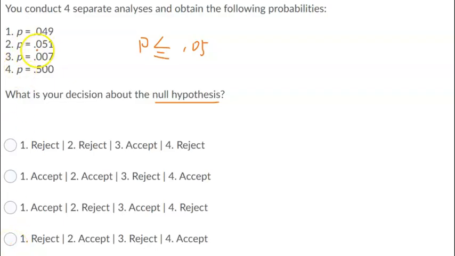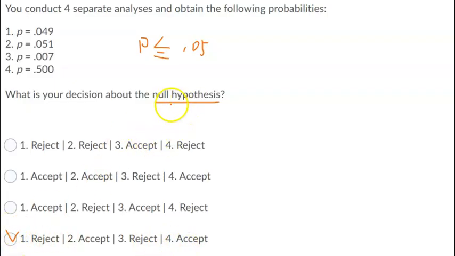And then p equals 0.051. This is slightly over 0.05. So this means that we have to accept the null hypothesis, or rather fail to reject it. Now p equals 0.007, that is much smaller, less than 0.05. So we will reject the null hypothesis. And then 0.500, that is much greater. So we will accept. So this will be number 4.